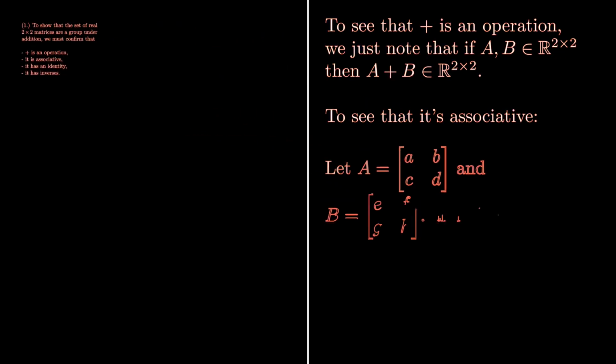But that is very trivial because the definition of the sum of 2 by 2 matrices gives that the result is a 2 by 2 matrix. Next, let's check that this operation is associative.